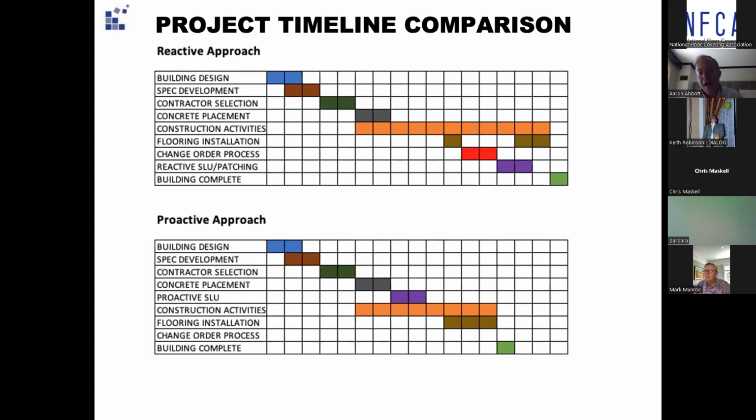So a proactive approach that sometimes will be proven to solve these types of problems is to try to eliminate this change order process and the reactive self-leveling or patching, and make it proactive.